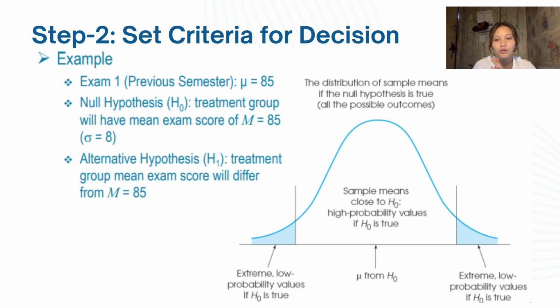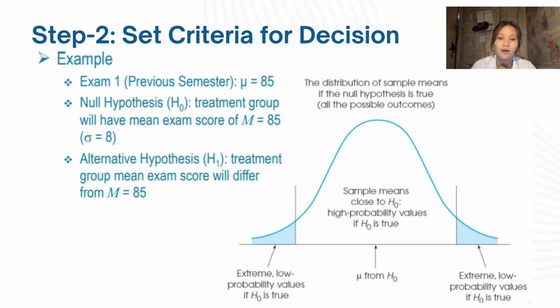So the graph here shows the distribution of all possible means, assuming the null hypothesis is true. Most sample means will fall near the center, close to 85. These are high probability outcomes under the null. However, values that fall far from the left to the right are extreme values and are considered low probability outcomes if the null is true.